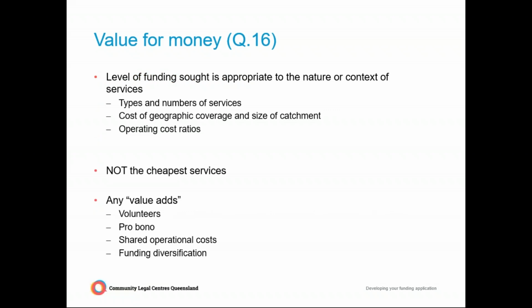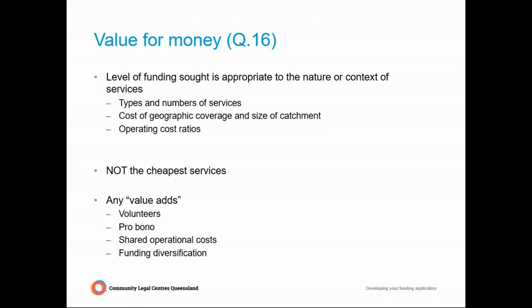The final question: value for money. This question was there in 2016, and it's about being able to make the case that the level of funding sought is appropriate to the nature or context of the services. So clearly, an outreach service that is dropping into 5 regional centres is a model that requires considerable investment, but it's highly appropriate.